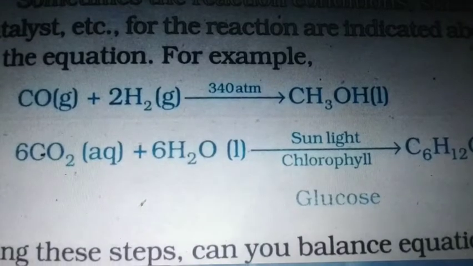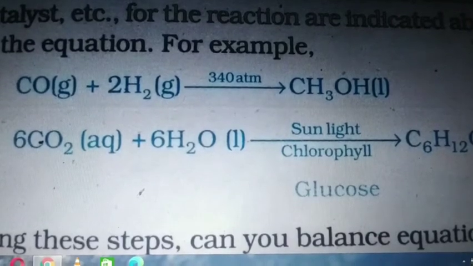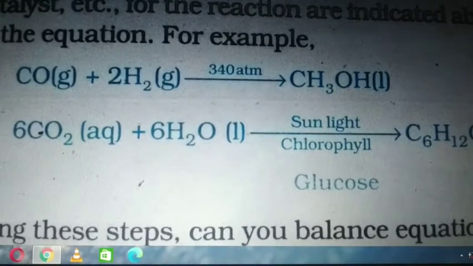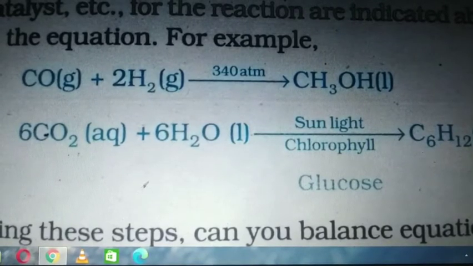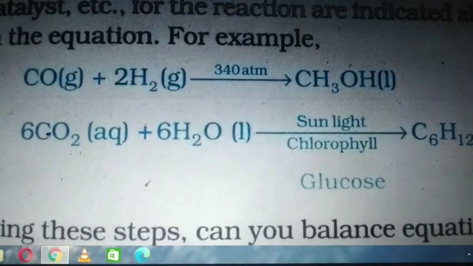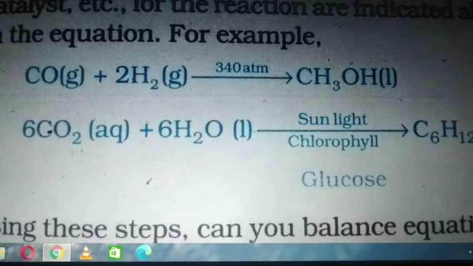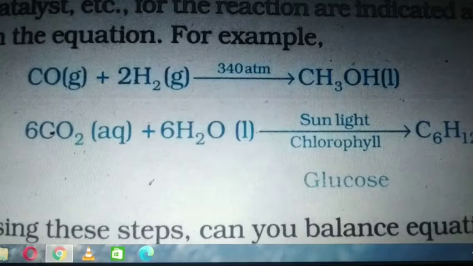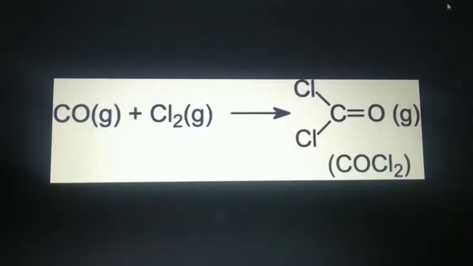Now you can see the next reaction, that what happens when carbon monoxide reacts with hydrogen. So when carbon monoxide reacts with hydrogen and when we heat this to, in your book it is written 420 to 670 K under 300 atmospheric pressure, in the presence of catalyst zinc oxide plus copper, it forms methyl alcohol. Okay, refer to book because only 340 atmosphere is written over here. But in the presence of catalyst zinc oxide plus copper, it reacts and forms methyl alcohol.